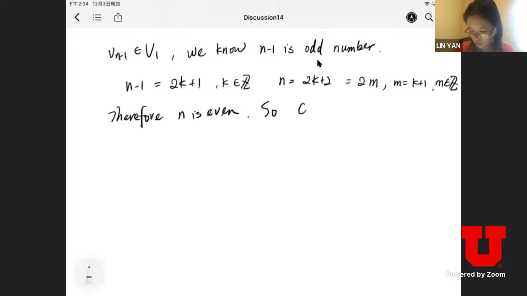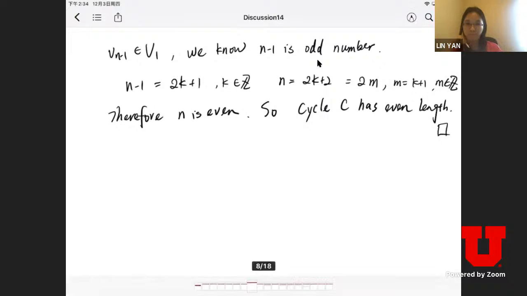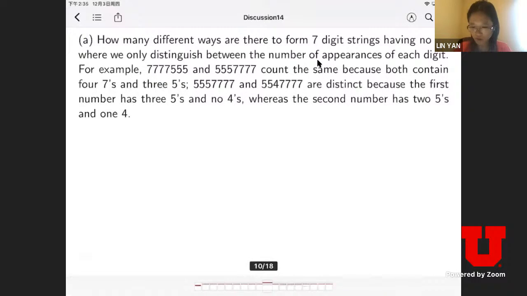So cycle C has even length. Now we are done with this question. Any questions so far? Okay, then let's go over two problems from quiz 5.